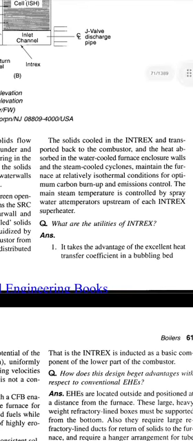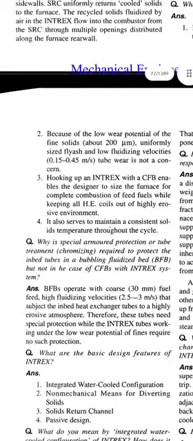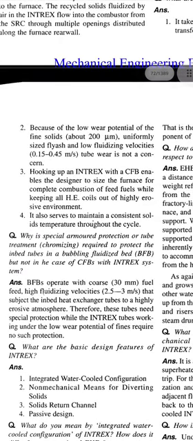What is the next question? What are the utilities of Intrex? Answer: it takes advantage of the excellent heat transfer coefficient in a bubbling bed. Because of the low wear potential of the fine solids, about 200 micrometers, uniformly sized fly ash, and low fluidizing velocities of 0.15 to 0.45 meters per second, tube wear is not a concern.